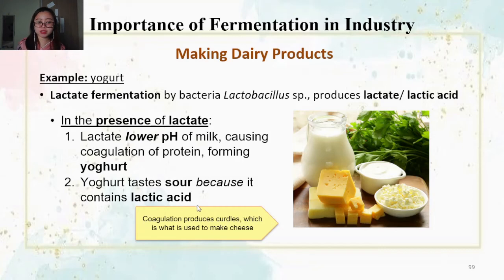Coagulation of milk produces curdles, and those curdles is also what is used to make cheese. So untuk lactate fermentation ni penting untuk hasilkan yogurt, penting juga untuk hasilkan cheese, dan banyak-banyak benda lain yang berkaitan dengan susu.